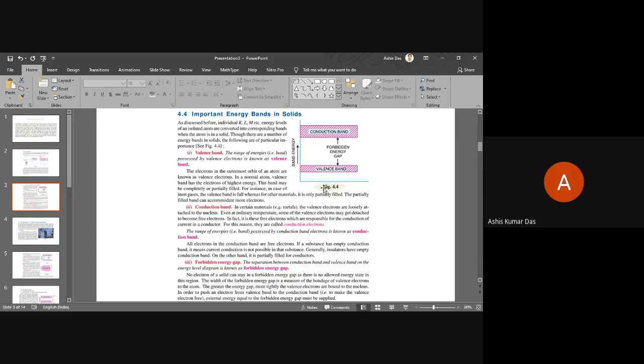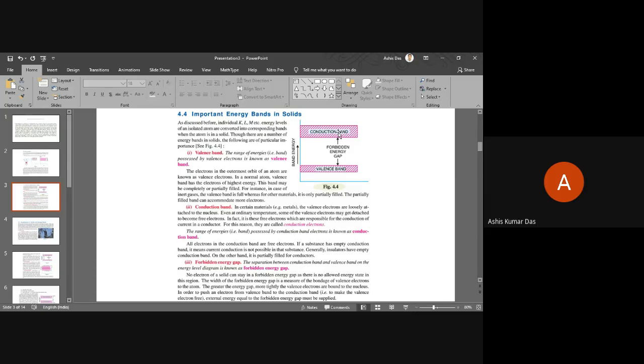In the case of an insulator, the band gap, that means the gap between the valence band and the conduction band, is nearly equal to 15 electron volts. So what is this electron volt? You can note it down properly: 1 electron volt is equal to 1.6 into 10 to the power minus 19 joule.